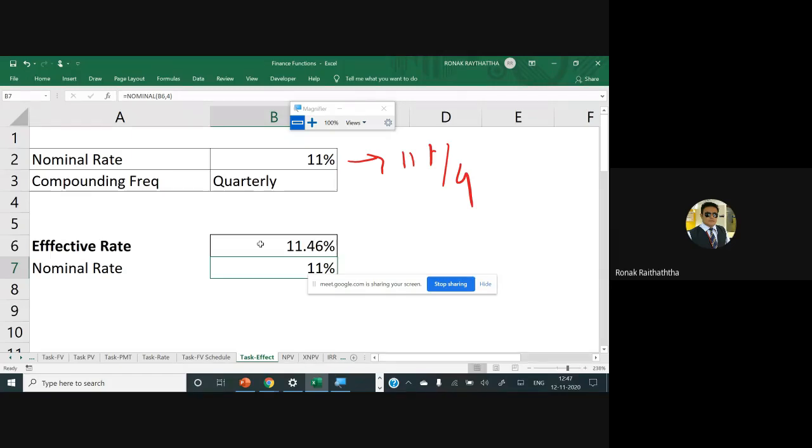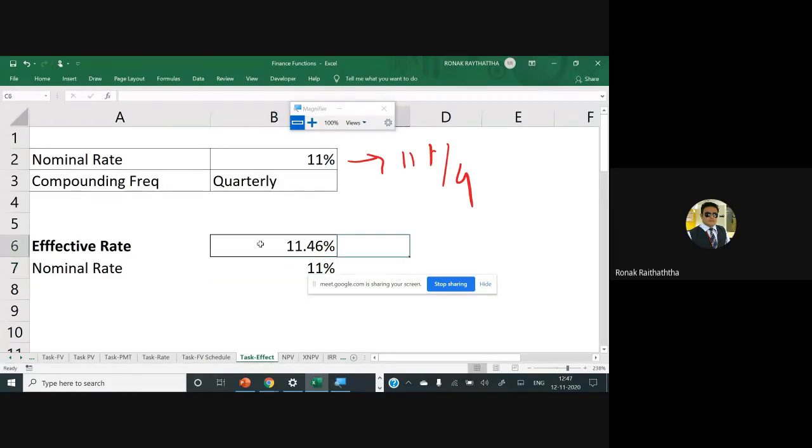Next we also have to do the matrix functions. Did you understand why the nominal rate and effective rate are different? Why is the effective rate always greater than the nominal rate? The more compounding frequency you have, the higher the effective rate. If you convert it to a monthly basis, the effective rate would be much higher.